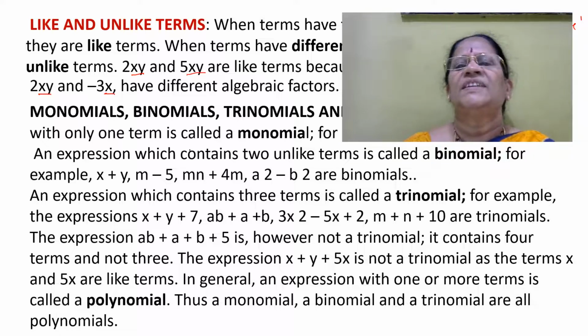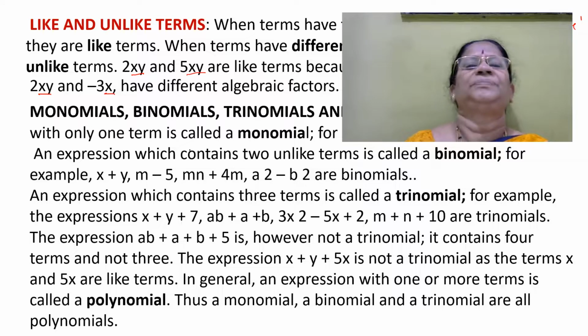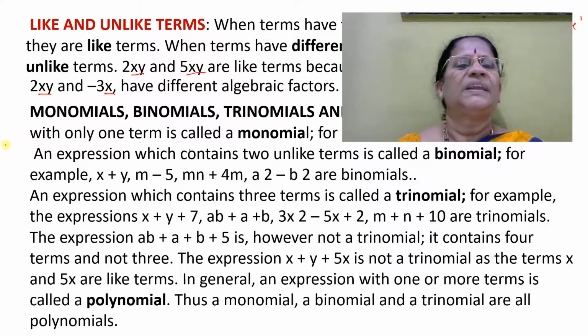Okay, thus the terms with the same algebraic factors with the same exponents are said to be like terms, and the terms with the same variable but different exponents, or the same exponent but different variables, are said to be unlike terms. I hope it is clear.